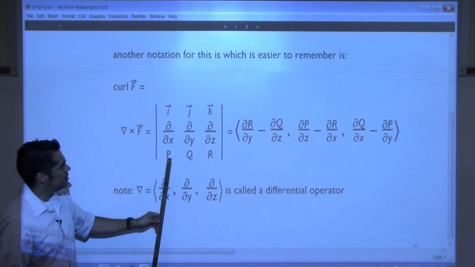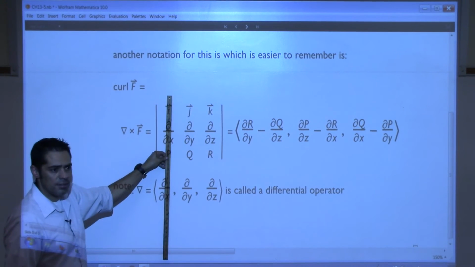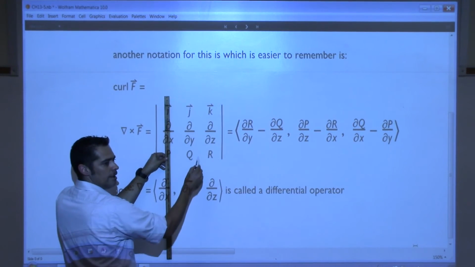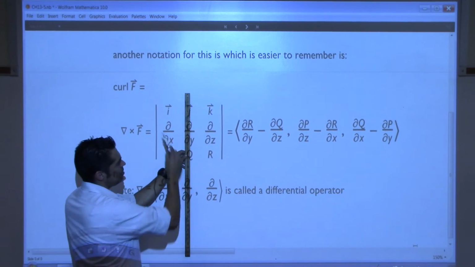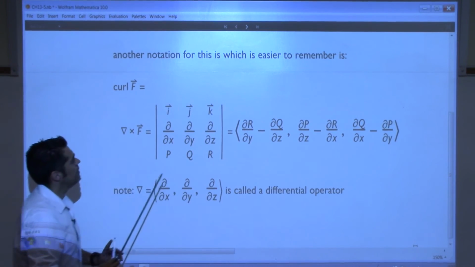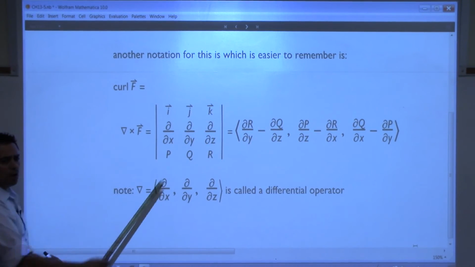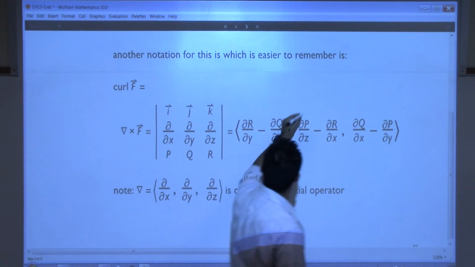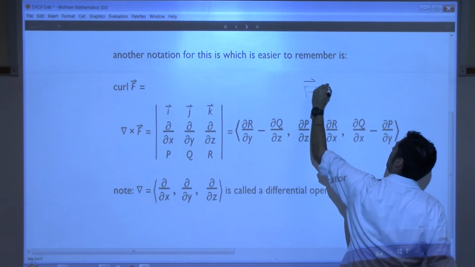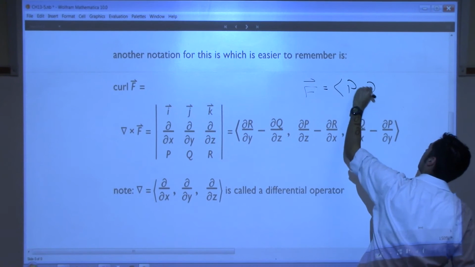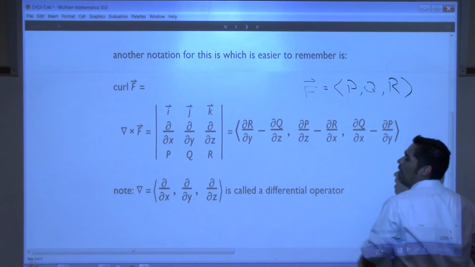So to figure out the first component, we cover up this, right? And then we do a determinant right here. And then we cover up this and do a determinant, and then this and determinant, right? By the way, P, Q, and R, it's up here in the notes, are the component functions for the vector field, P, Q, and R, as they've been for a while now.